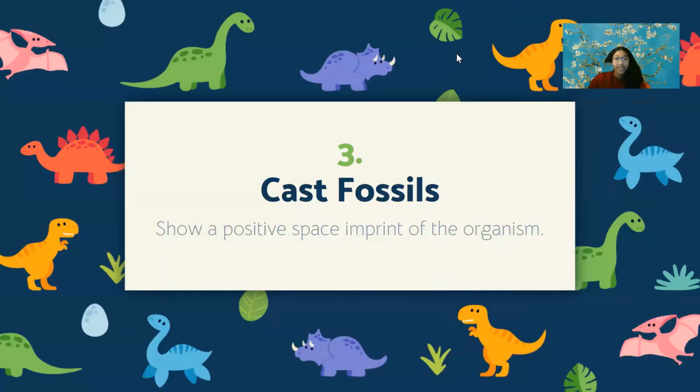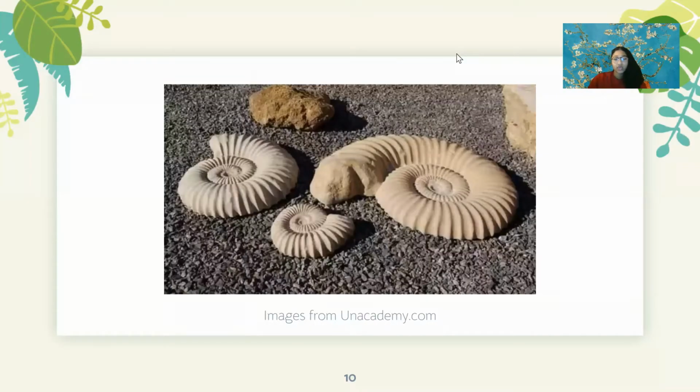Next, we have cast fossils. These show a positive space imprint of the organism. This can occur when a mold fossil gets filled with things like sediment or soluble minerals, which can harden and create a replica of the original organism. In this image, we see casts that could have been made from a fossil similar to our mold fossil in the previous slide. This is not the original creature, but a cast from its mold.